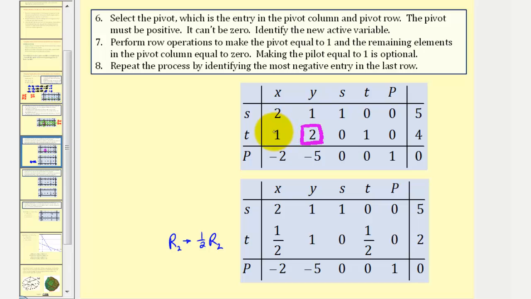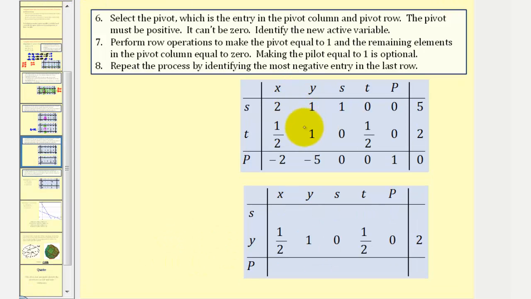Notice 1/2 times 1 is 1/2. 1/2 times 2 is 1. Still our pivot. 1/2 times 0 is 0. 1/2 times 1 is 1/2. 1/2 times 0 is 0. 1/2 times 4 equals 2. Next we want this entry and this entry to be 0. Let's do this on the next slide.